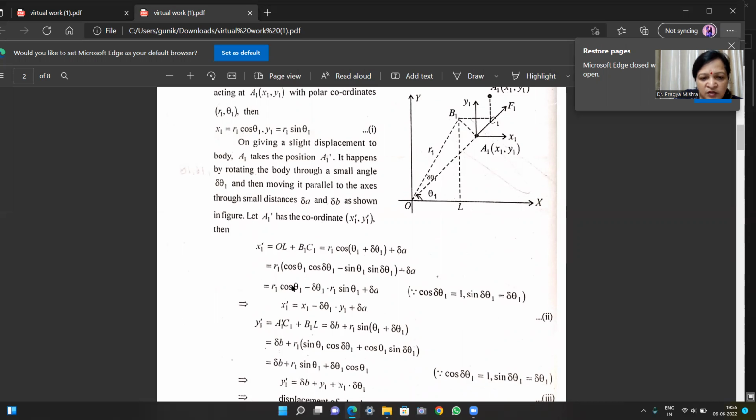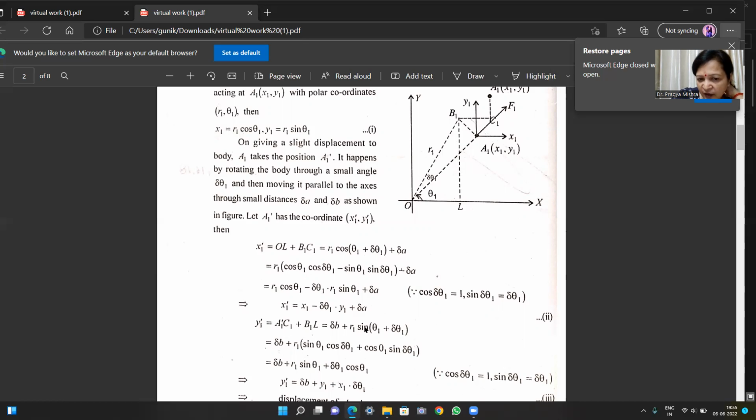Now finally, R1 cos θ1 is x1. R1 sin θ1 is y1. So we get x1 dash equal to x1 minus delta θ1 y1 plus delta A. In the same way, we have y1 dash, the vertical distance of this point, this will be B1L plus A1 dash C1. So B1L is R1 sin(θ1 plus delta θ1) और A1 dash C1 is delta B.